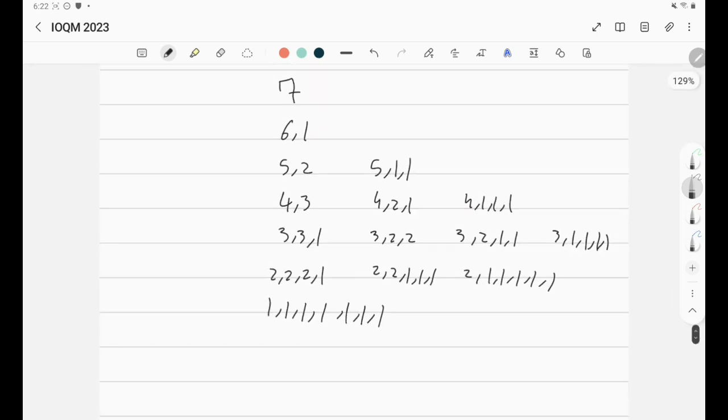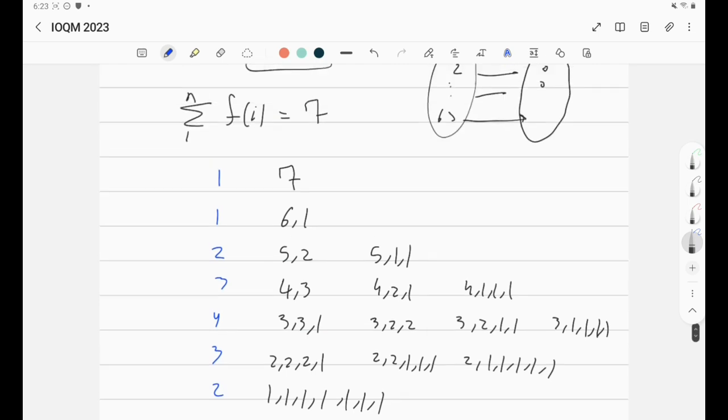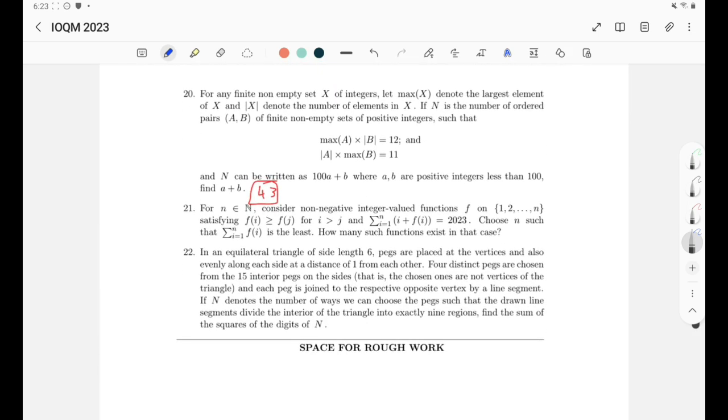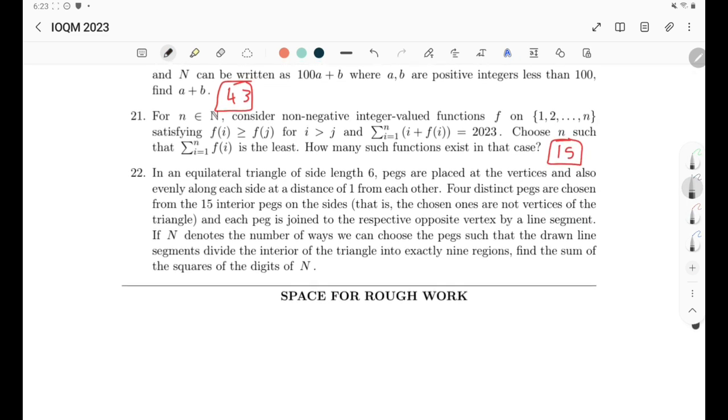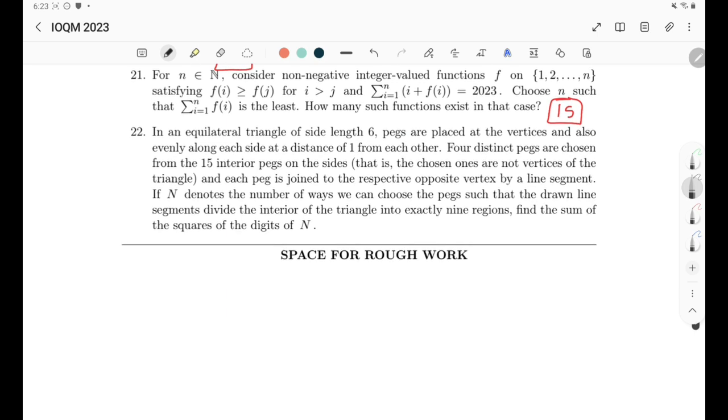Okay, now let's count how many partitions we have. So 1 plus 1, 2, 3, 4, 3, 2, and if we add these together, we're going to get 15. So the number of partitions is 15. So the answer is 15. For each partition, we can create one function easily. The first ones are zeros, and the last ones are the partition itself.